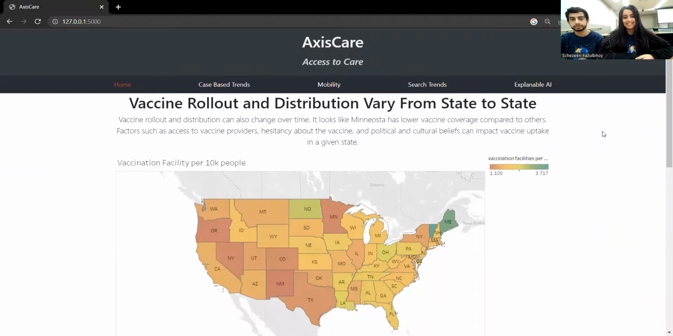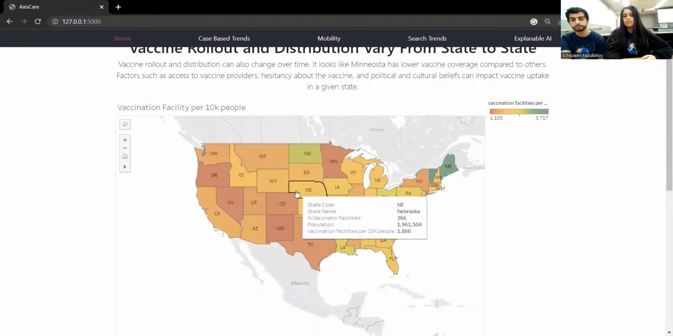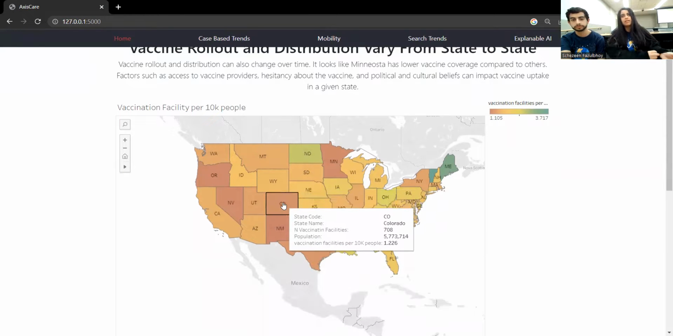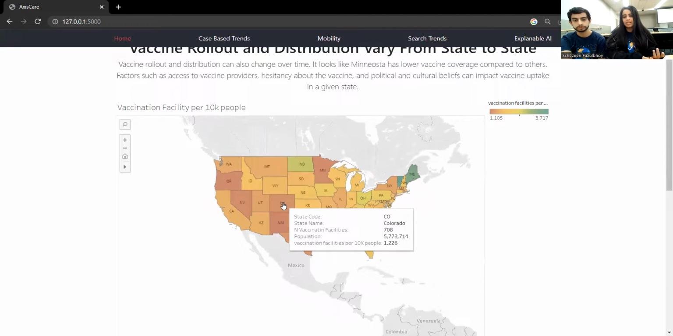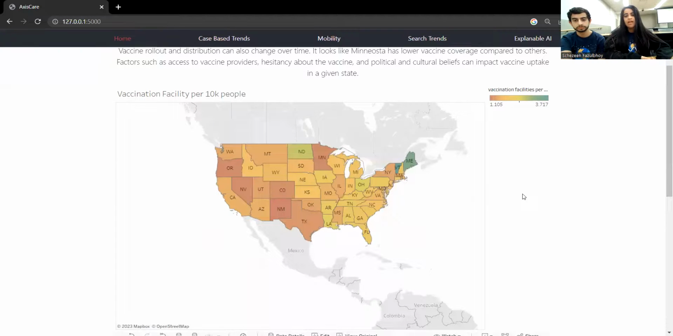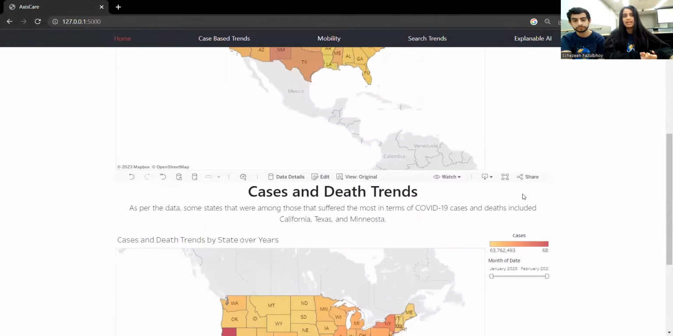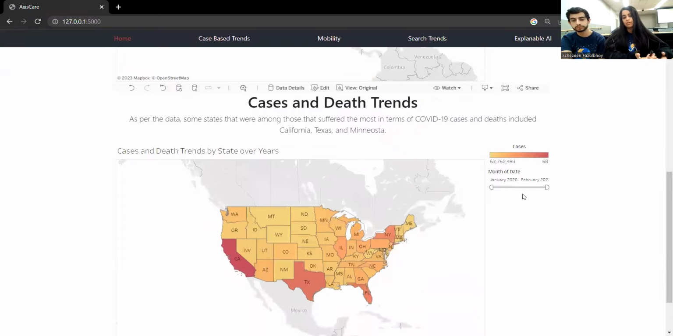Hi, we are AxisCare. AxisCare is a web app that aims at solving the challenge proposed by Evelyn's Health, which talks about investigating the gaps in the current healthcare system using data which talks about different factors like location, access to facilities. The data sets that we use are provided by CDC and other public open government repositories.